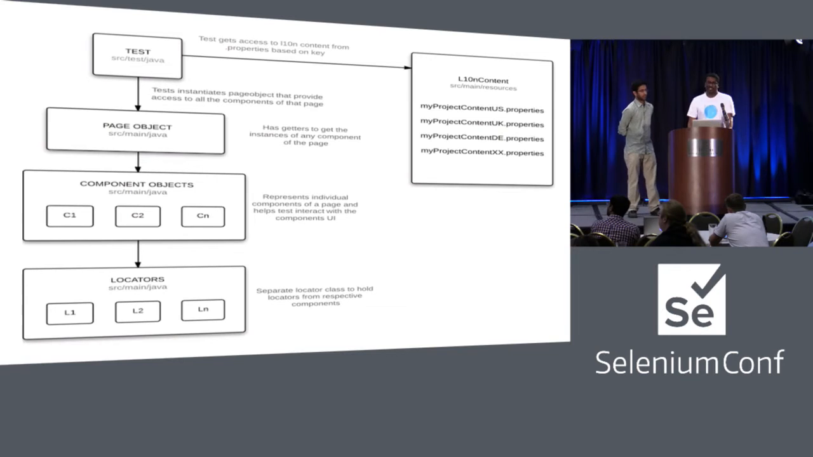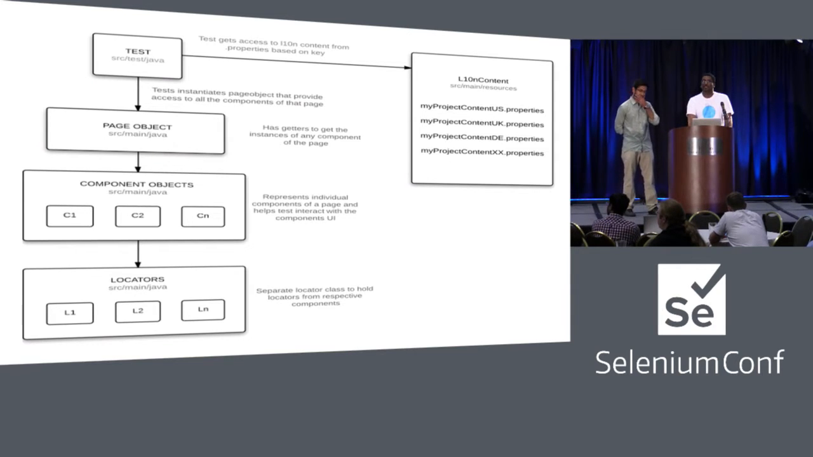So this is a simple structure that we came up with, where tests instantiate page objects, and every page object has multiple components in it. We also had multiple components that make up the page, and these can be accessed through the page objects. And for locator files, we split the locators into different files so that we can maintain them easily.